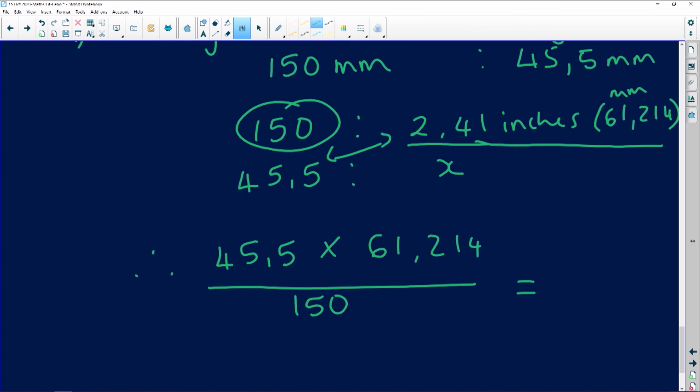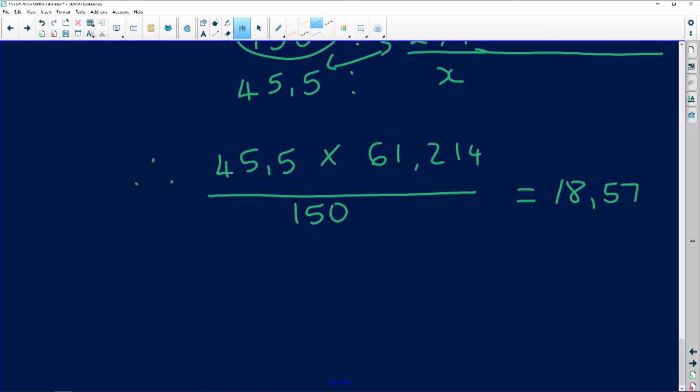18.57. What is this 18.57? This 18.57 is going to be the diameter of the can. Therefore, 18.57, and we are asked to give our answer in millimeters.